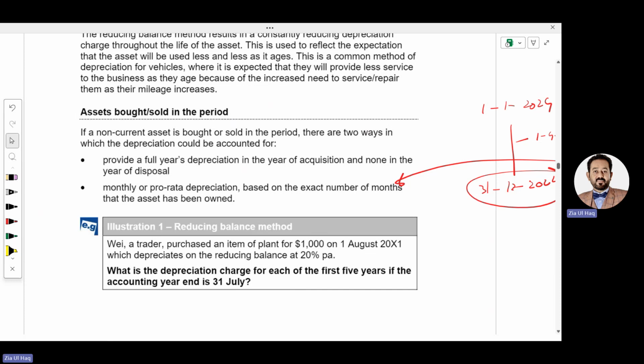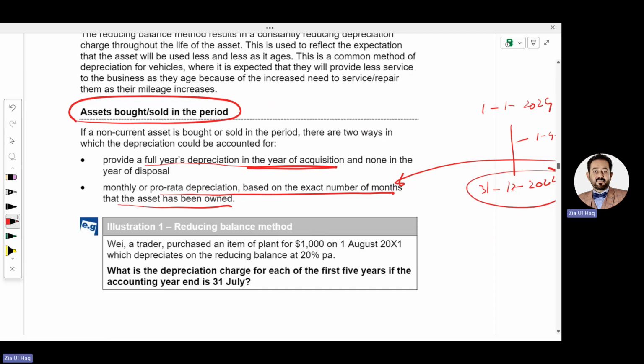So there are two methods of calculating depreciation if you have bought an asset during the year. First method is pro rata depreciation. Pro rata means the number of months the asset has been used. Second method is to charge full depreciation in the year of acquisition, meaning purchase, and charge no depreciation in the year of disposal, meaning sale. So this is based on company policy.